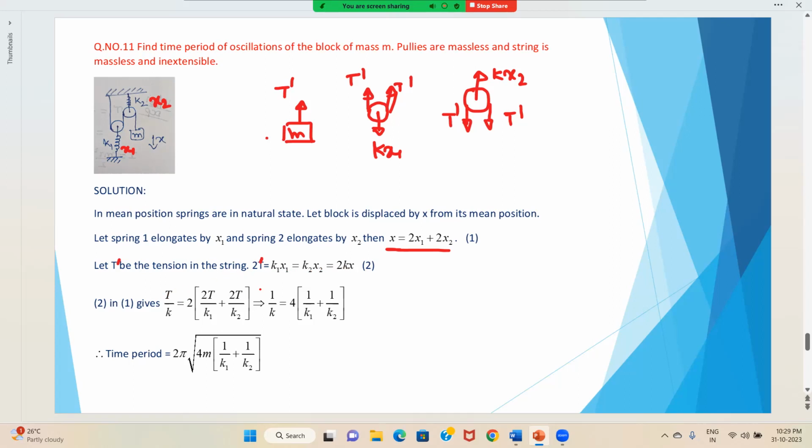See carefully now. Substitute these values in equation 1. Then in the place of x, we are writing T by k. So T by k equal to 2 into, in the place of x1, 2T by k1, and in the place of x2, 2T by k2. So from this, 1 by k equal to 4 into (1 by k1 plus 1 by k2). See carefully once what we have taken. So we got 2T dash equal to k1 x1, that is equal to k2 x2, right?